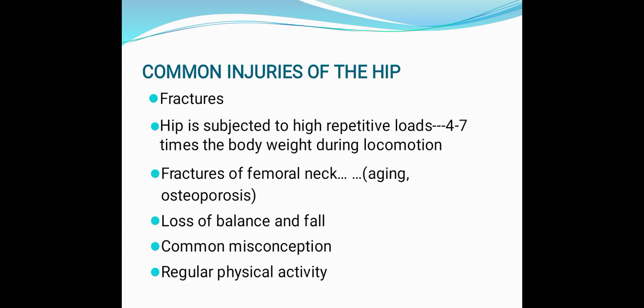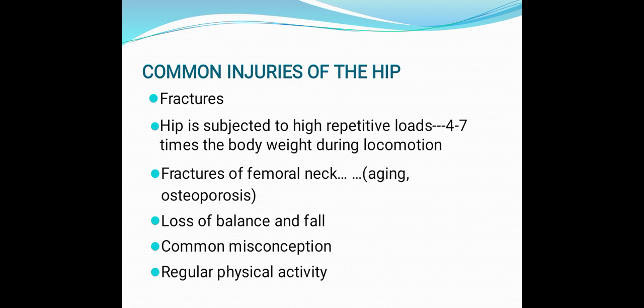Common injuries of the hip joint. Fractures are the most common hip injuries. The pelvis and the femur are large, strong bones. The hip is subjected to high repeated loads during the weight bearing phase. Fracture of the femoral neck frequently occurs during the stance phase of walking among elderly individuals with osteoporosis, which is a condition that reduces bone mineralization and strength.